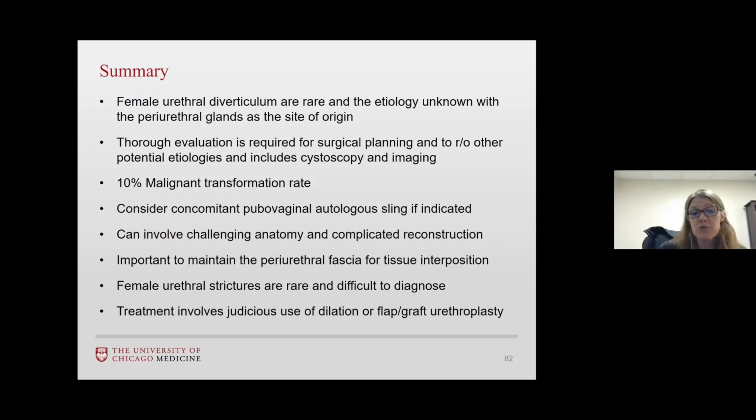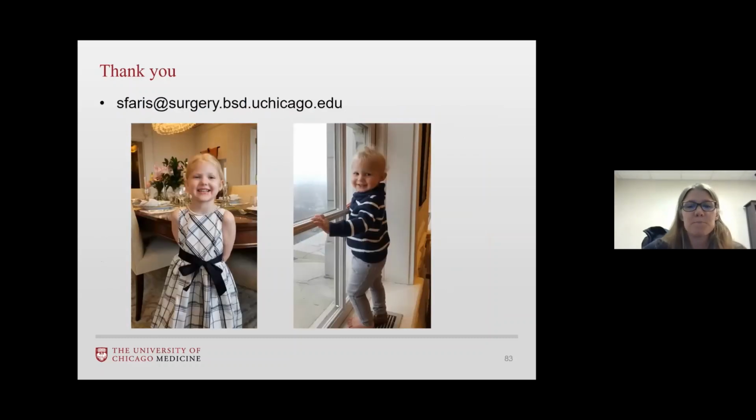Same with female urethral strictures. They're rare, they're difficult to diagnose, and treatment involves judicious use of dilation or flap graft urethroplasty.